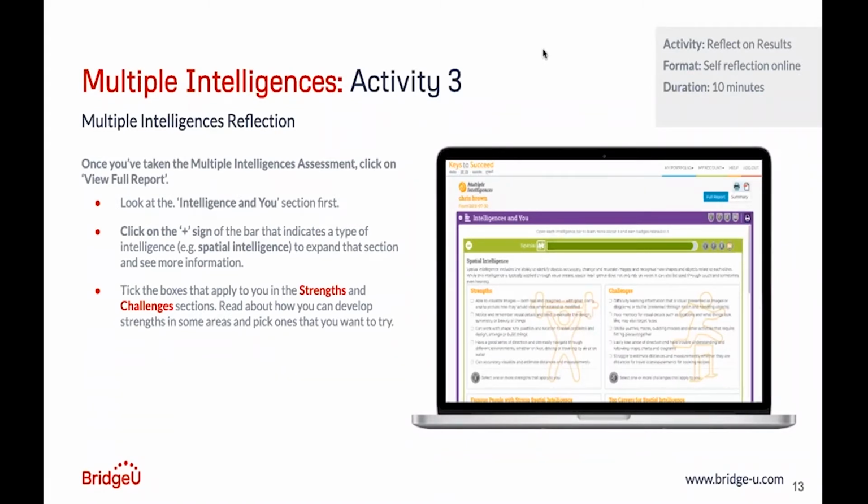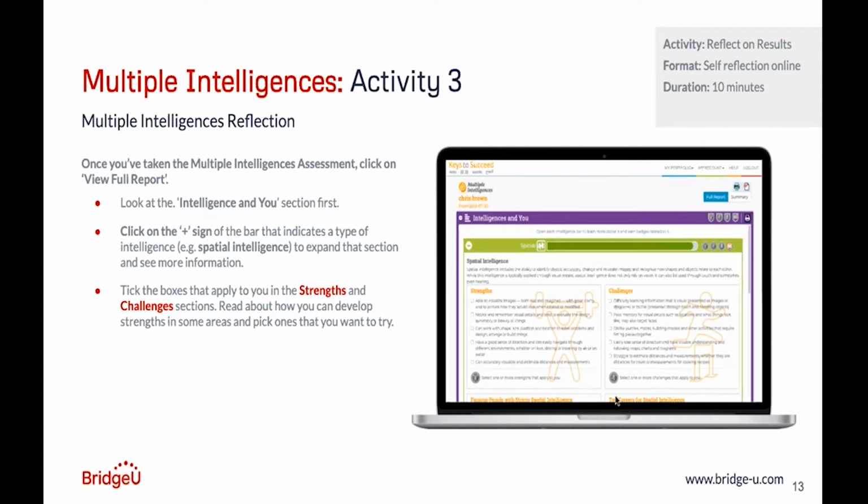In the intelligence and use section, you will see different categories of intelligence. If you click on the plus sign on the left, it will expand each section and give you some of your strengths, some of your challenges, as well as some famous people with that type of intelligence, and then your top careers.